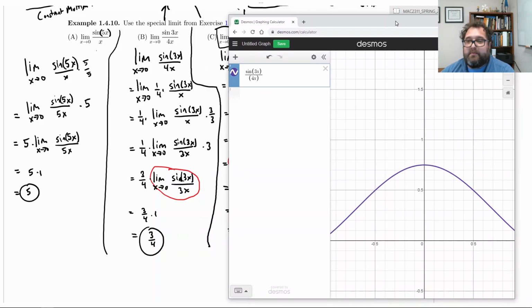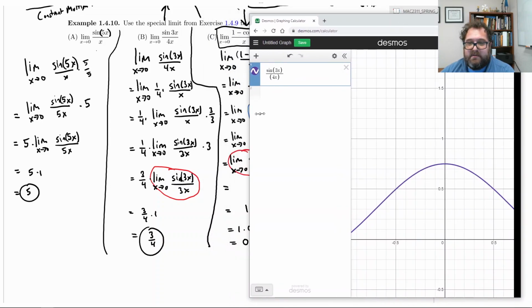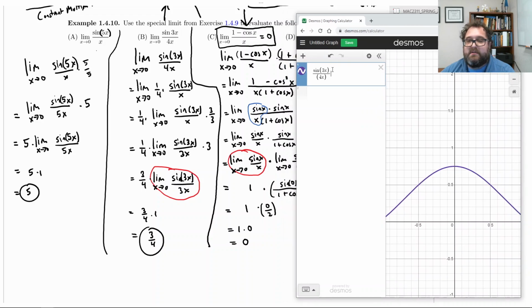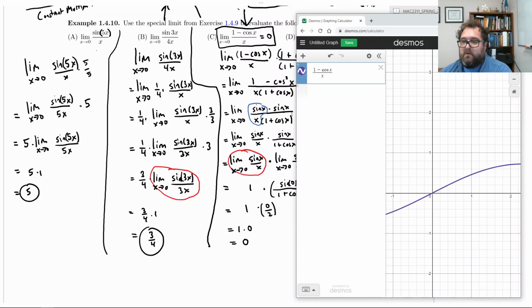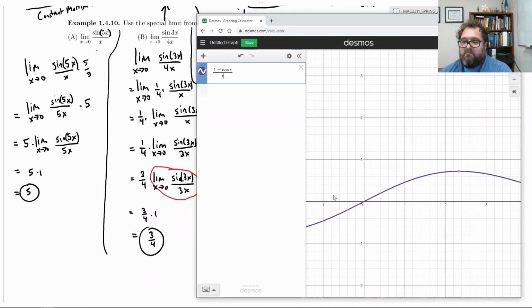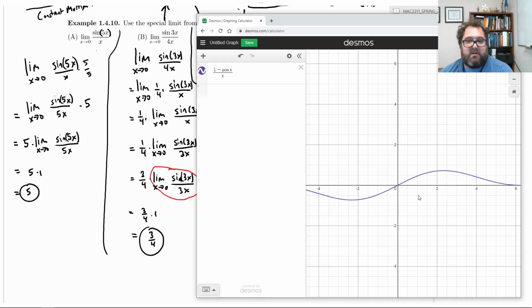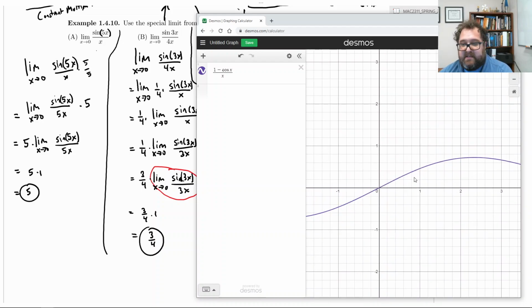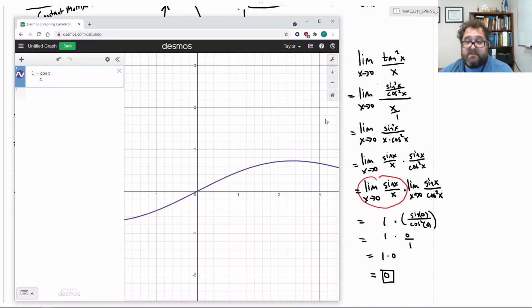What about example C? Okay, let's make this a little smaller. Example C was, okay, this was different. It was 1 minus cosine x over x. Again, a non-standard trig function, but we can clearly see that the limit, first of all, it's undefined at 0. There's a hole there. But the limit as we're approaching from the right and the left clearly is 0 from the left and the right, which verifies our answer.